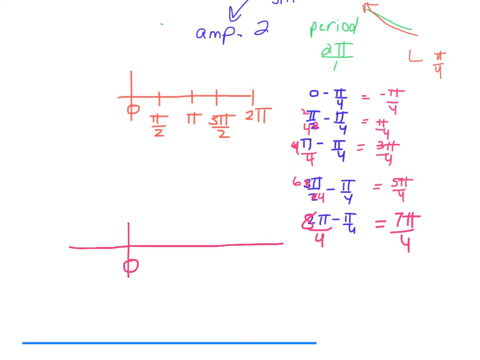Okay, here's 0. Where's my first tick mark at? So it's going to be over here. Agreed? Okay. Then my second one is at pi over 4. Then my third one is at 5 pi over 4. And 7 pi over 4. Everybody with me? Okay, so now let's just plot it.